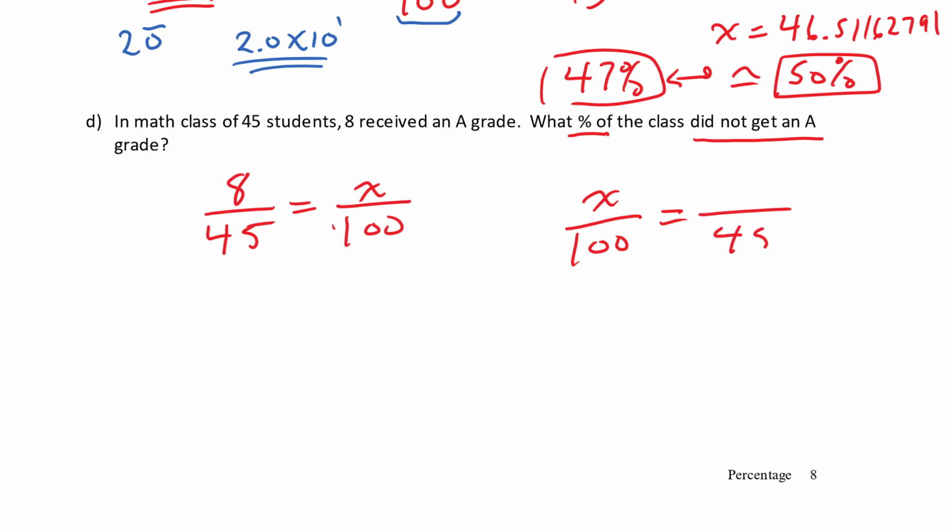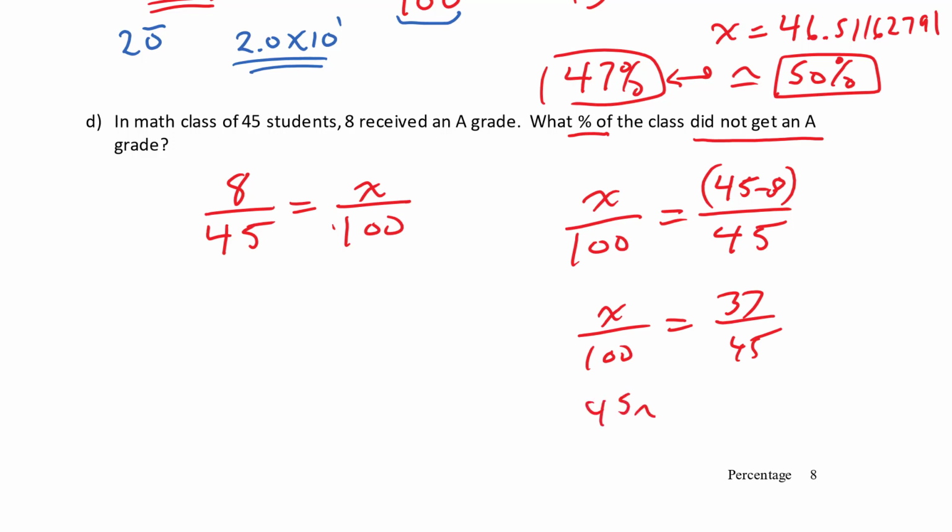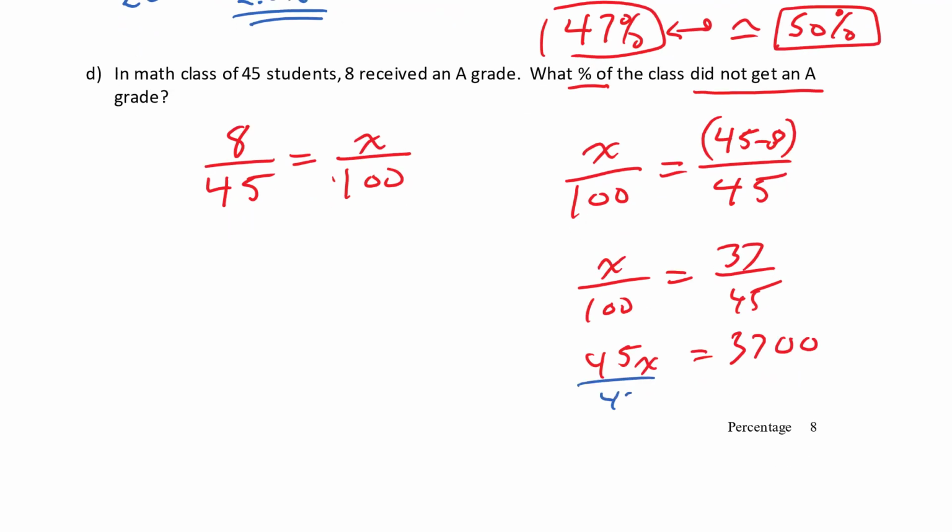Our class is still 45, but here, 45 minus 8. This will tell me how many students did not get an A grade. We can do it either way. Let's do it both ways. X over 100 equals 45 minus 8 is 37 over 45. Cross multiply. 45x is equal to 3,700. Divide both sides by 45. And here we get x is equal to 82.2 repeating.